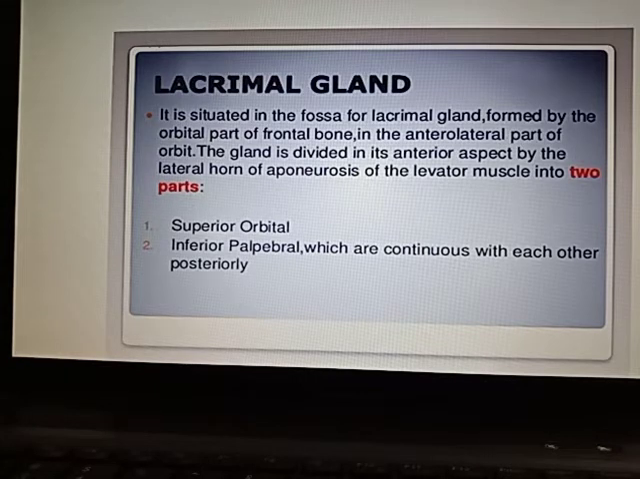The part which lies above the muscle is known as the orbital part of this gland, and the part which lies below the aponeurosis of the levator palpebrae superioris is known as the palpebral part of this lacrimal gland. Okay.